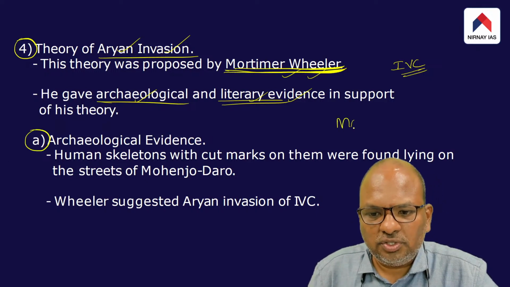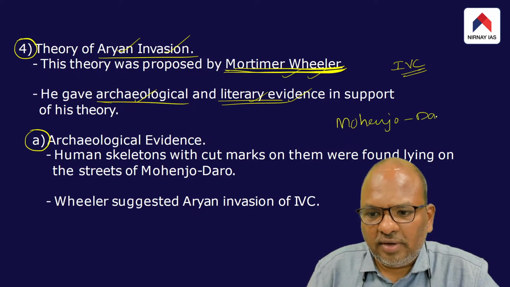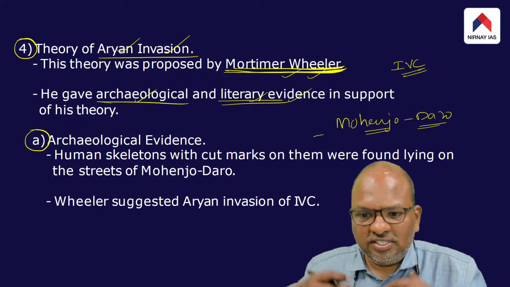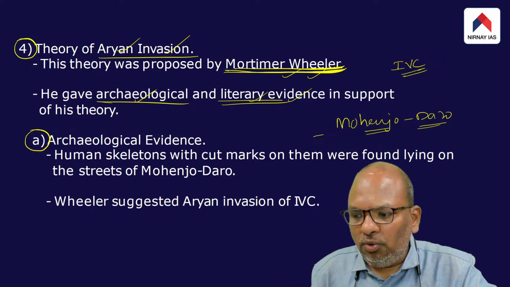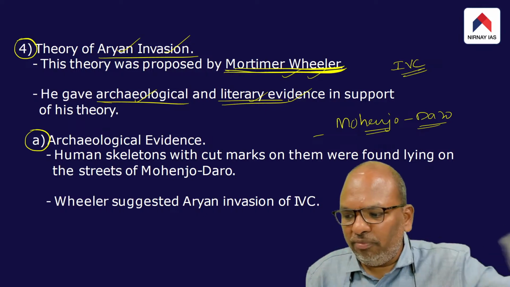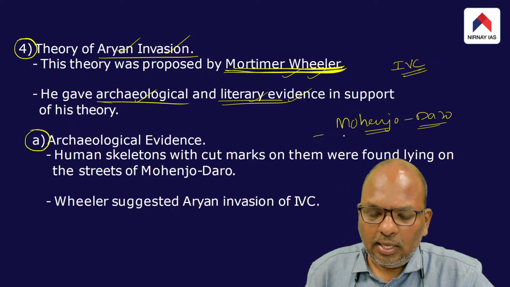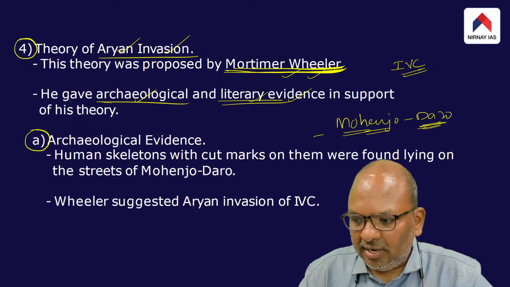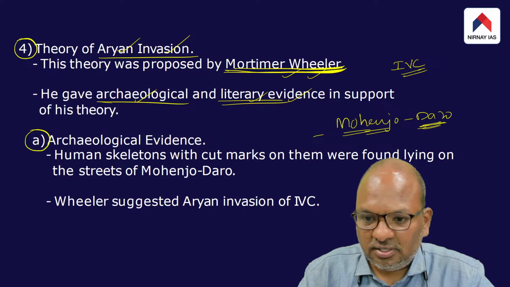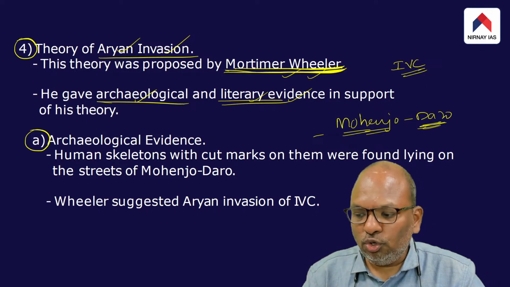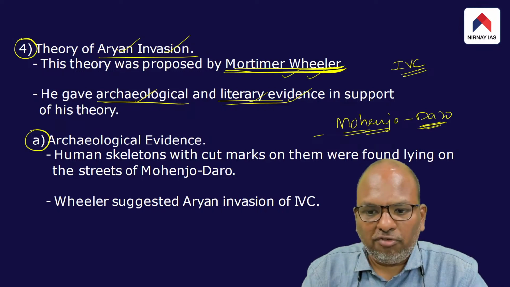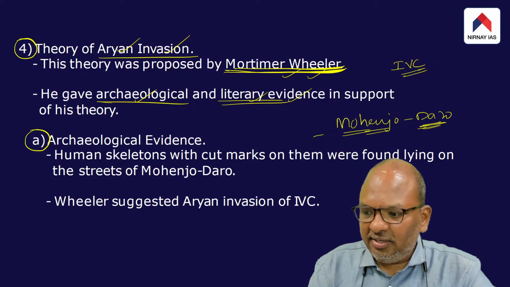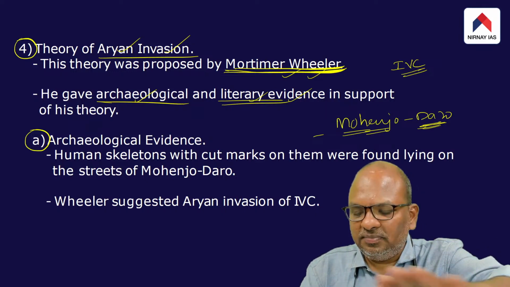Let us understand what the archaeological evidence is. We have just discussed Mohenjo-daro, a city of the Indus Valley Civilization. During the excavations at Mohenjo-daro, numerous human skeletons with cut marks on them were found lying scattered on the streets of Mohenjo-daro. So they were not properly buried. The human skeletons were found scattered on the streets.